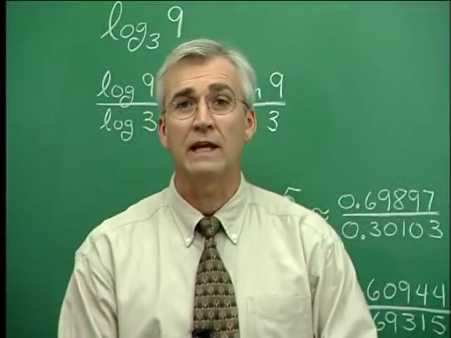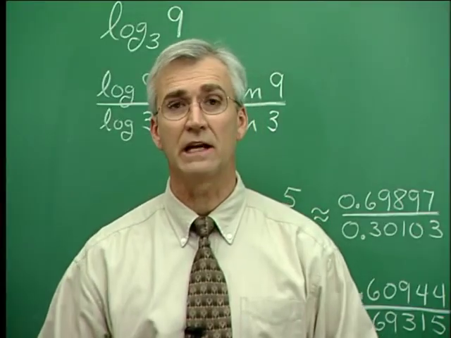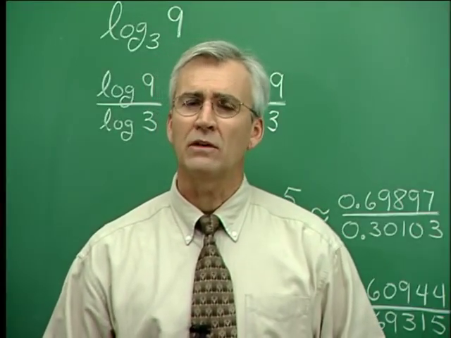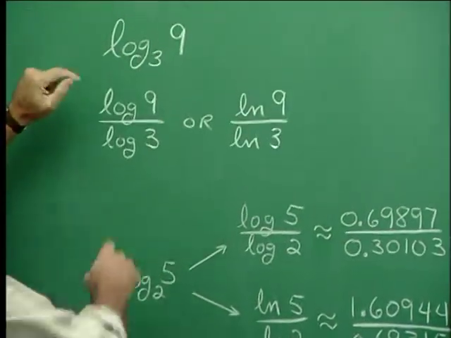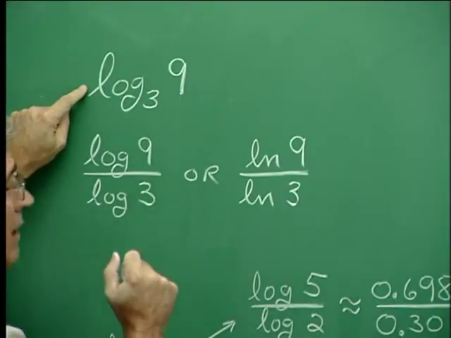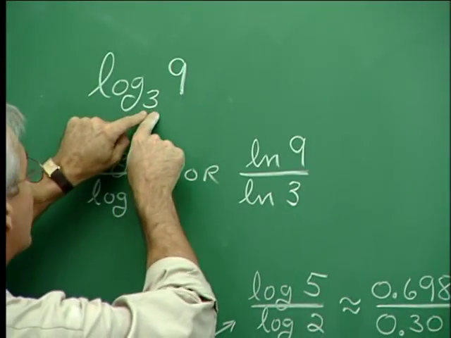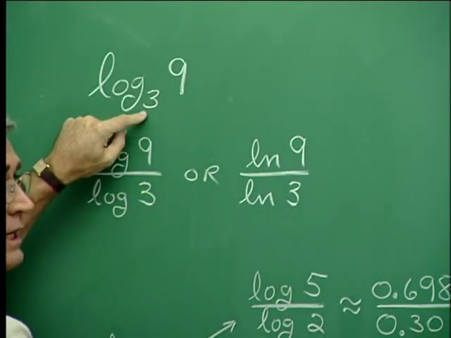Since the calculator only has logarithms of base 10 and base e, we might wonder how in the world we're going to figure out this problem, the log of 9 in base 3. Well, we certainly know the answer to the problem. It's the exponent applied to 3 that will give 9. 3 to what power gives 9? Well, 3 squared is 9.